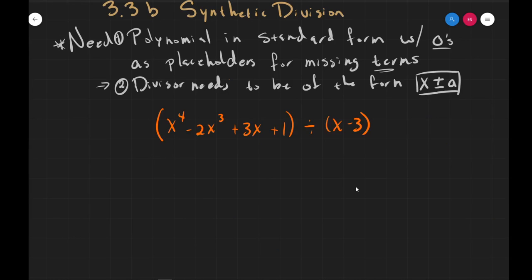So here you go. Give this one a shot. x to the fourth minus 2x cubed plus 3x plus 1 divided by x minus 3. Give that one a shot. See what you come up with.